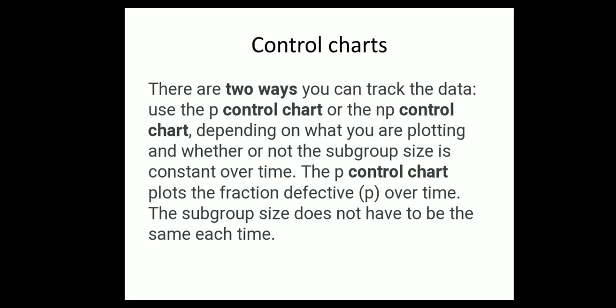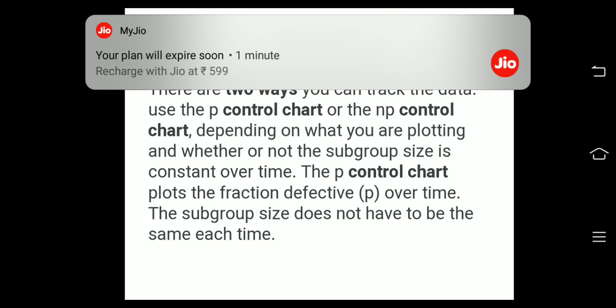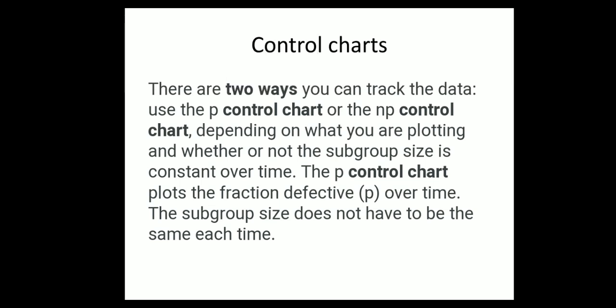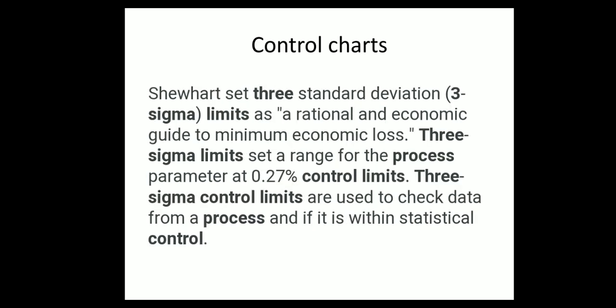There are two ways you can track the data. Use the P control chart or the NP control chart depending on what you are plotting and whether or not the subgroup size is constant over time. The P control chart plots the fraction defective P over time. The subgroup size does not have to be the same each time.